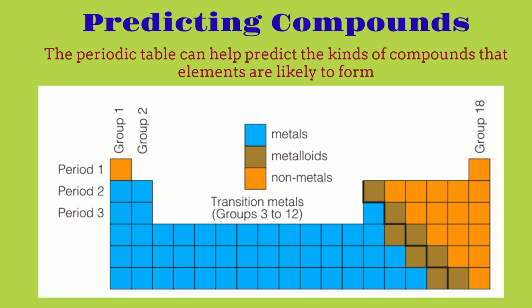There are 2 main types of compounds. One is the ionic compound and another is the molecular compound. An ionic compound is where an atom gives or takes an electron, and a molecular compound is where they share electrons. We're going to look more into that in the next slides, but that's how the periodic table can help us to predict the different types of compounds.